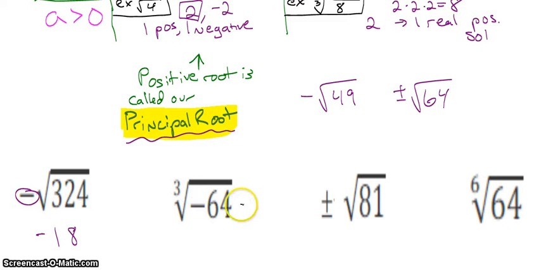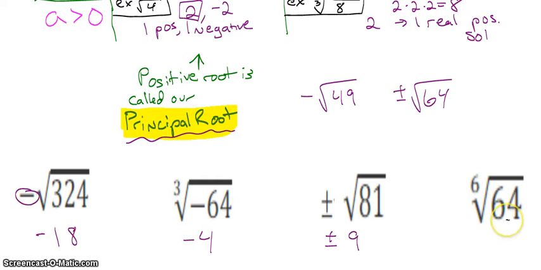I want the cubed root of negative 64. I can take the cubed root of negatives. It's going to be negative 4. I want the positive and negative square root of 81, so that's going to be positive and negative 9.